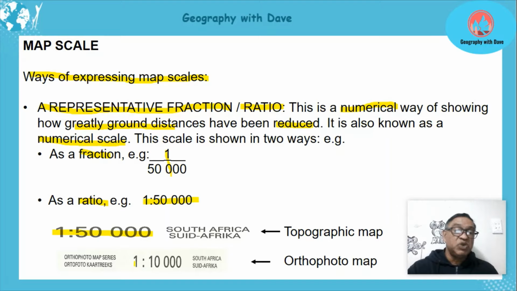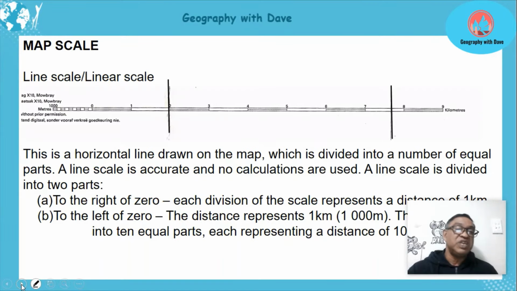And we got a ratio scale that shows us on the orthophoto map too. This is exactly how it looks. So when you look at the map next time, identify it there. So that's your fraction and your ratio scale. Now, another scale that we have is a line or linear scale, a very accurate scale.